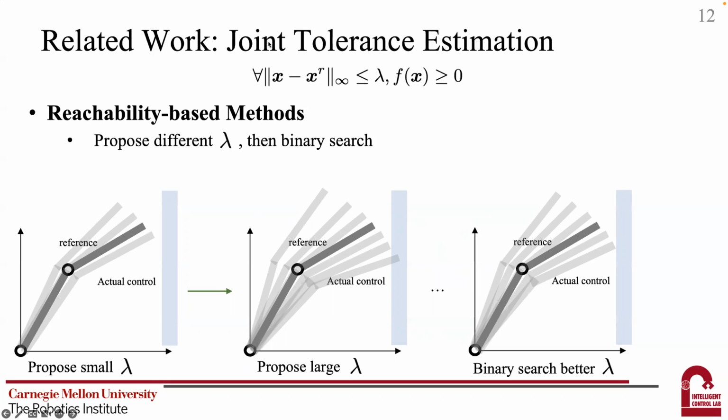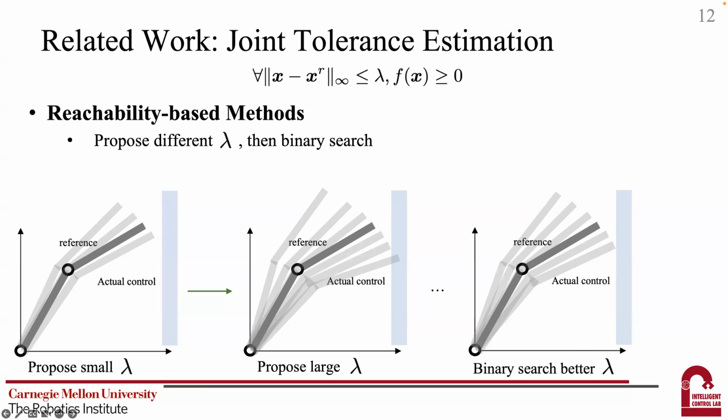Reachability-based methods solve the problem by proposing different lambda, computing the reachable set, and then performing binary search to find the maximum lambda such that all points in the reachable set R satisfy the constraint f(x) is greater or equal to 0. However, exact reachable sets are expensive to compute, resulting in a solution that is either unsafe or too conservative.